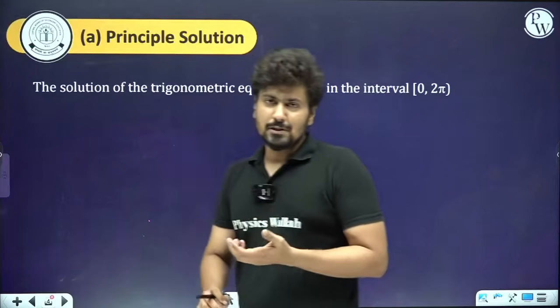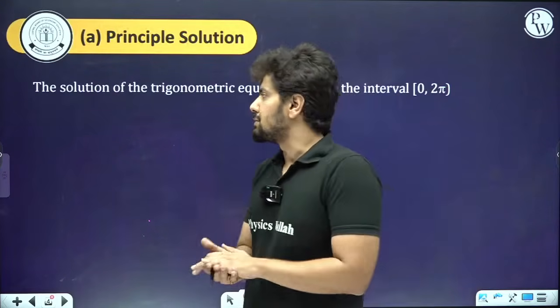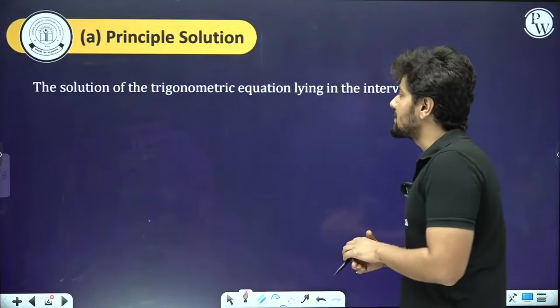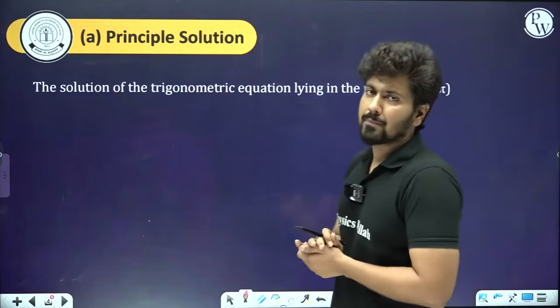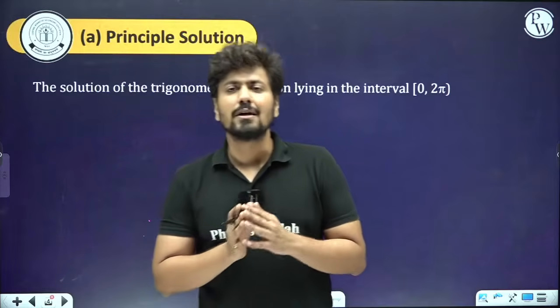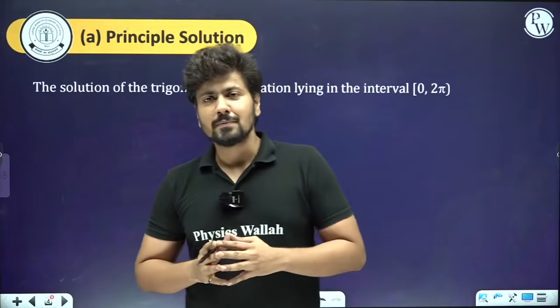One is the principal solution, or we also call it particular solution. So principal solution is the solution of the trigonometric equation lying in the interval of 0 to 2 pi. If it is lying in this interval, then we call it a principal solution.